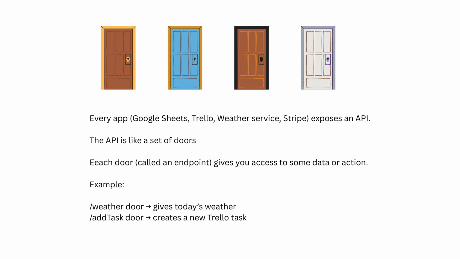Every app like Google Sheets, Trello, a weather service, or Stripe exposes an API. So you can think of the API as a set of doors. Each door is called an endpoint, and it gives you access to something very specific. For example, if you knock on the weather door, or the weather endpoint, it shows today's weather. Or if you knock on the add task door, or the add task endpoint, it creates a new Trello task. So different doors, different actions.